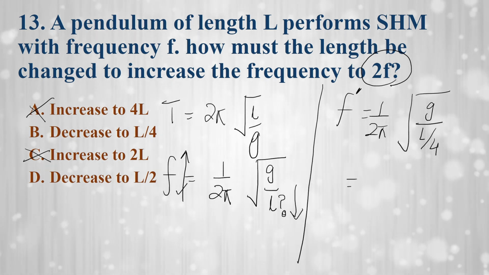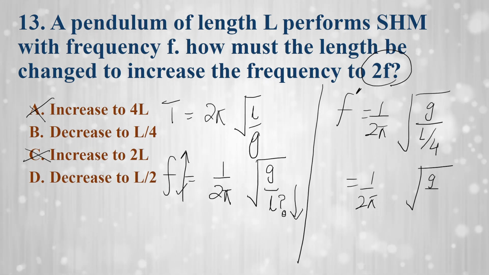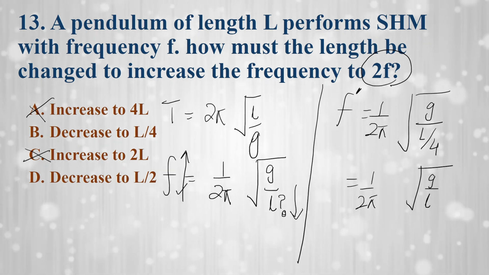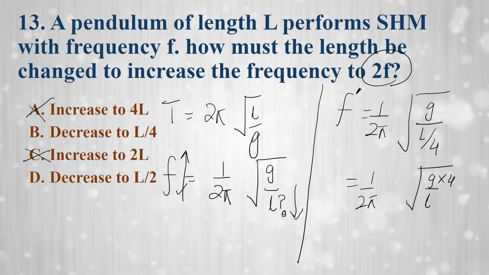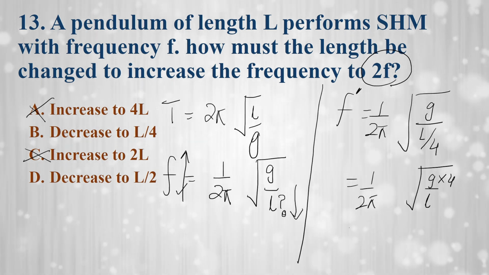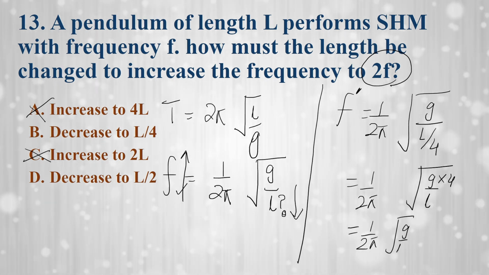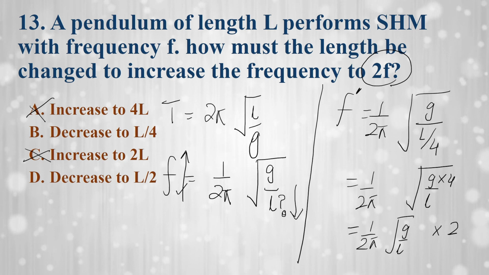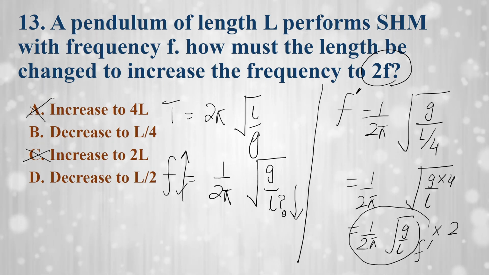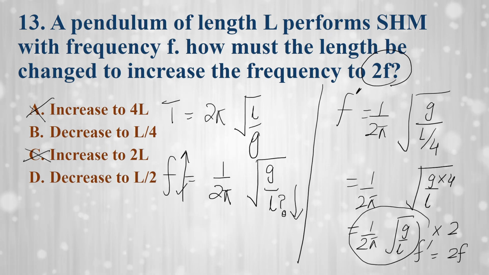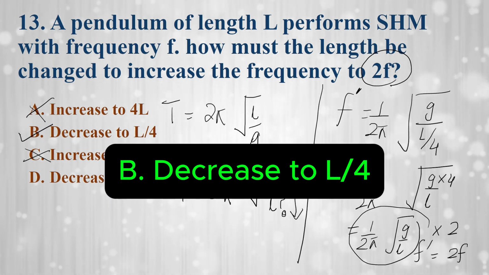And if I rewrite this formula like under root G over L, and I write 4 here, and if I take 4 out of the under root, it will look like 1 over 2 pi under root G over L, and the 2 is out of the formula. So this is the formula of frequency again. So frequency will be increased twice if you decrease the length to L by 4. So B is the correct option.